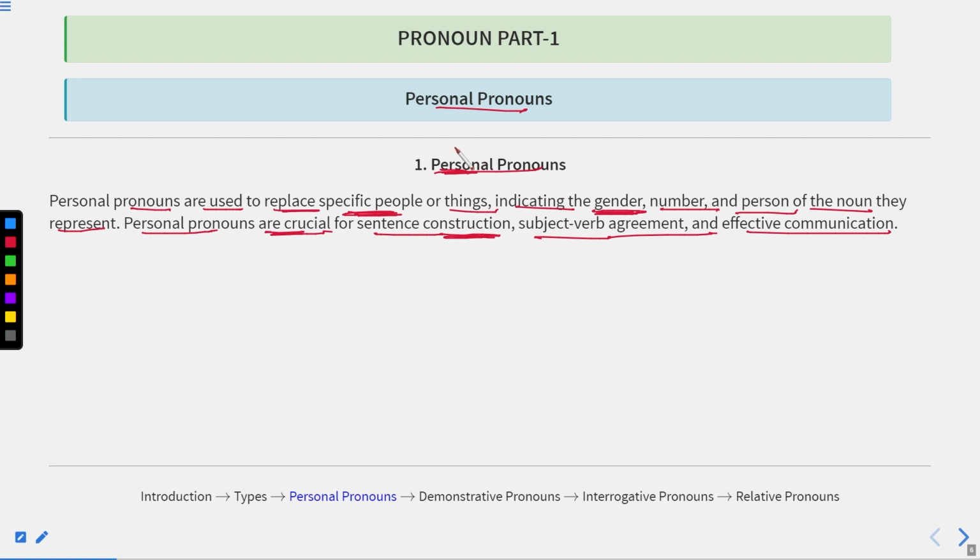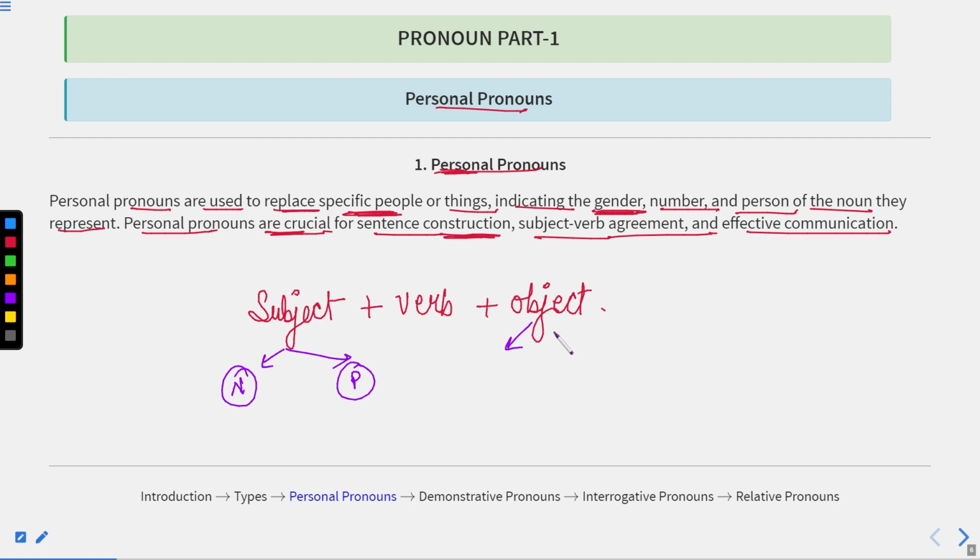Now, whenever we talk about noun or pronoun, we know well that in a sentence, when we write the subject and the object, I have already told you that we have a basic structure, that is subject plus verb plus object. In this structure, the subject is either made of a noun or pronoun. Likewise, the object is also either made of noun or pronoun. So both of them can be formed either with nouns or with pronouns.